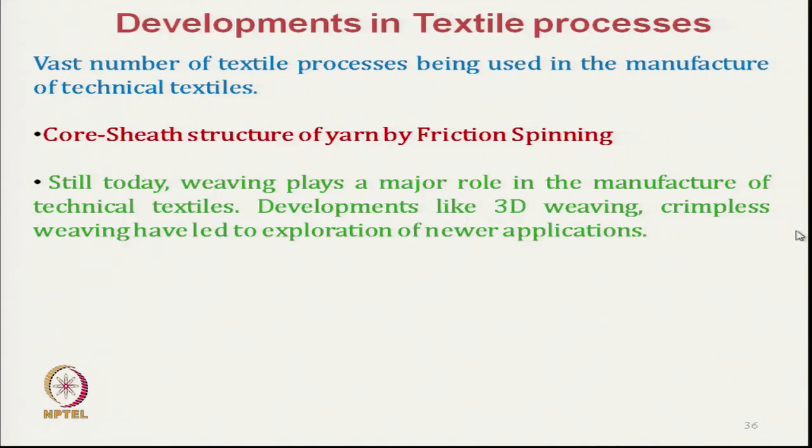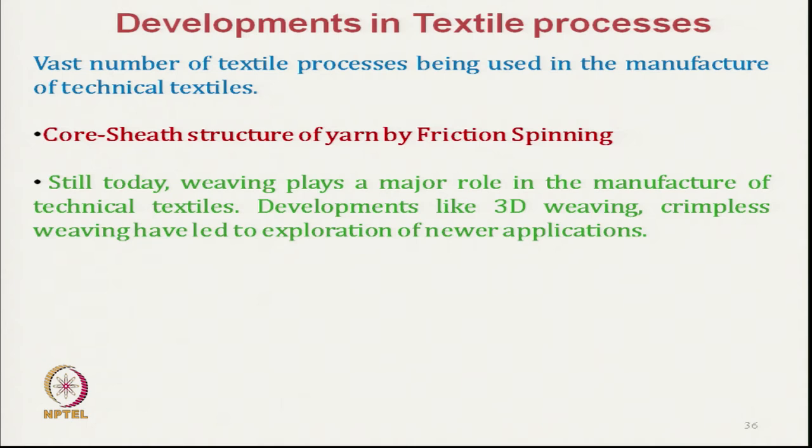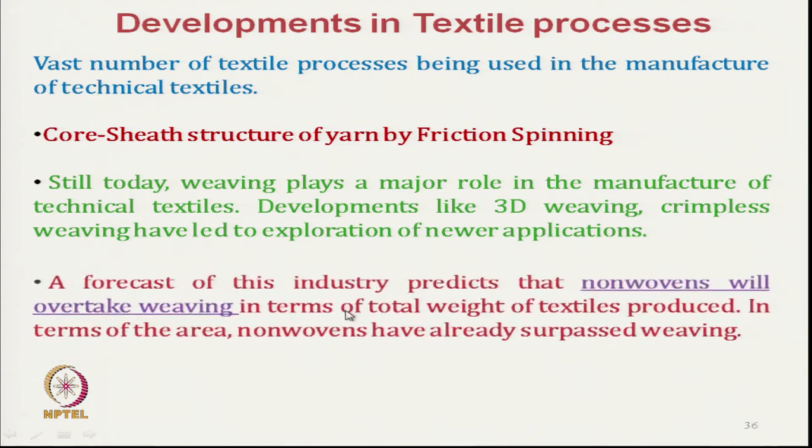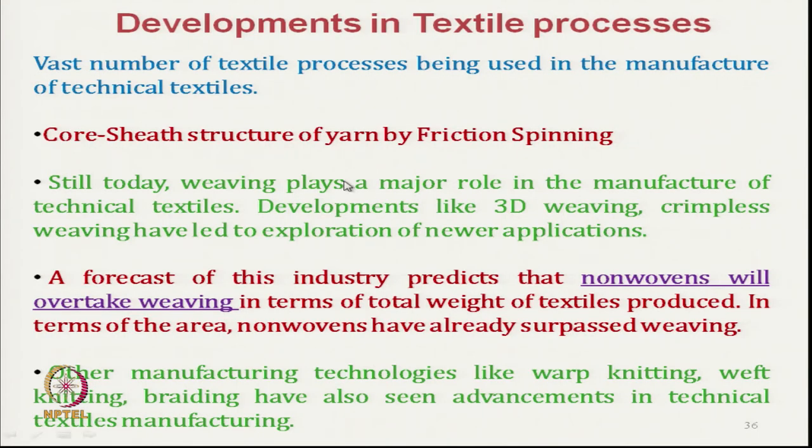As far as fabrics are concerned, weaving still plays a major role in the manufacturing of technical textiles, with modifications. So, 3D weaving and crimpless weaving have been developed. Normal weaving has been modified to these forms for newer applications. It has been forecasted that nonwoven will overtake weaving in terms of total weight, because nonwoven has versatile characteristics. Apart from weaving and nonwoven, other manufacturing techniques are knitting, both warp and weft knitting, although warp knitting is majorly used for technical applications.